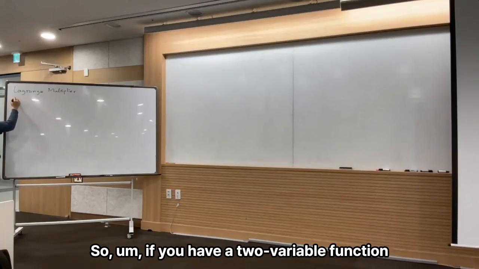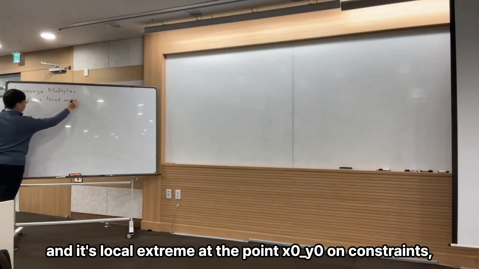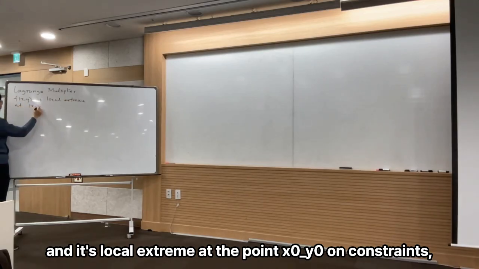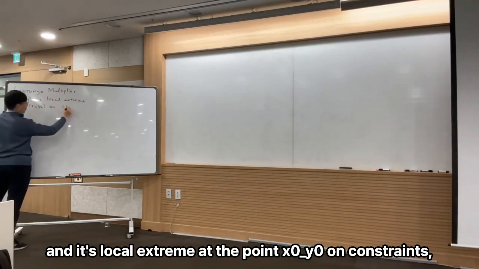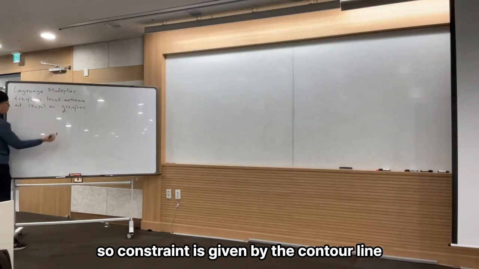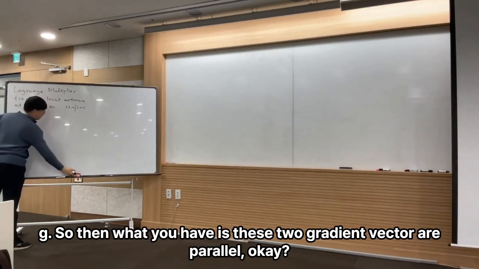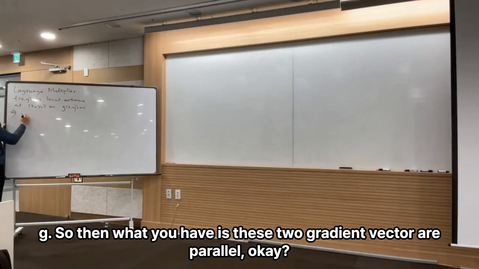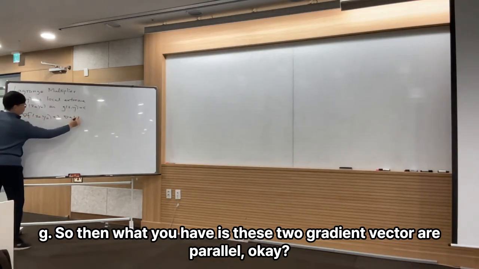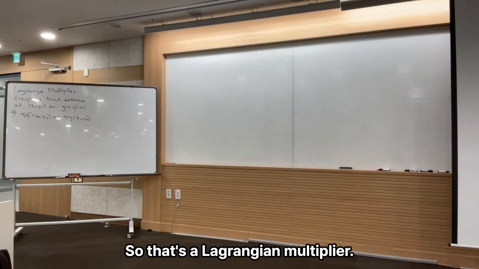So if you have a two-variable function f with a local extreme at the point (x0, y0) on a constraint, where the constraint is given by the contour line of another two-variable function g, then these two gradient vectors are parallel. Okay, so that's the Lagrange multiplier.